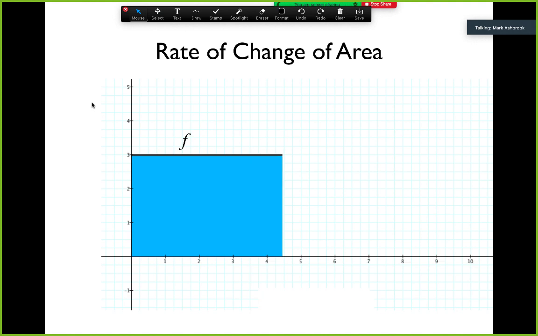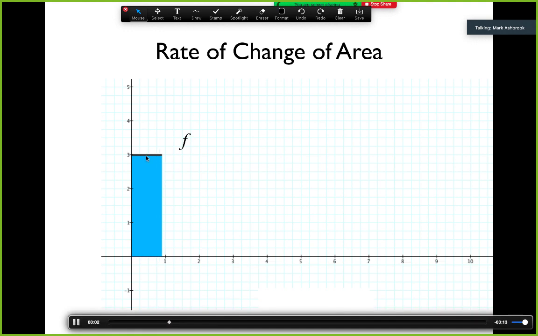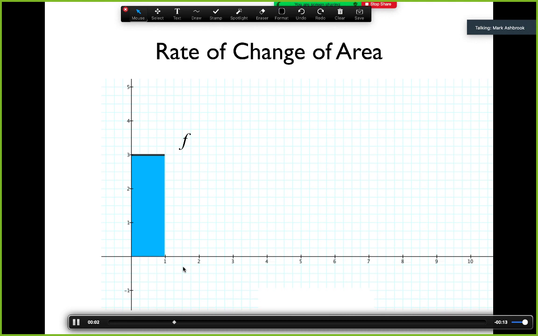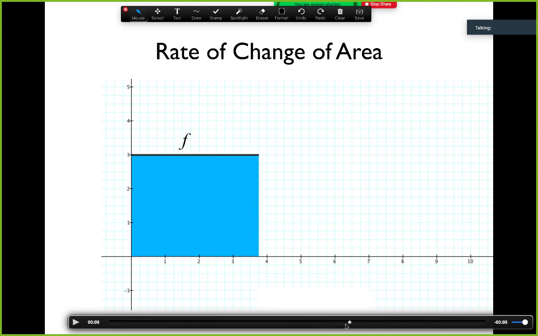The situation we're talking about is if you have a function, and the area we're interested in is the area of the region between the function and the x-axis. This black line is representing my function f, and the blue region is the area we're interested in. So we want an accumulation of area function, and then what do we need? We need the rate of change of area. So we're going to start with the simplest example, which is a constant function, a nice simple example to start with.